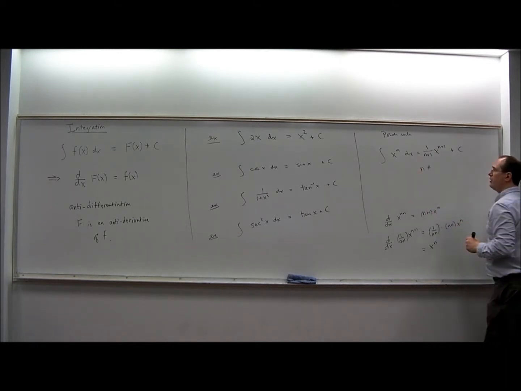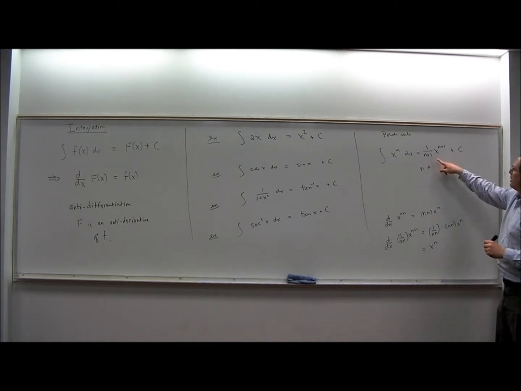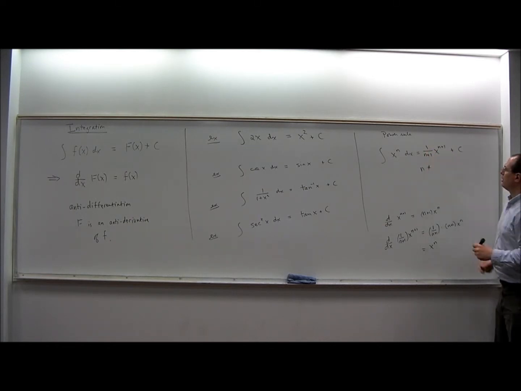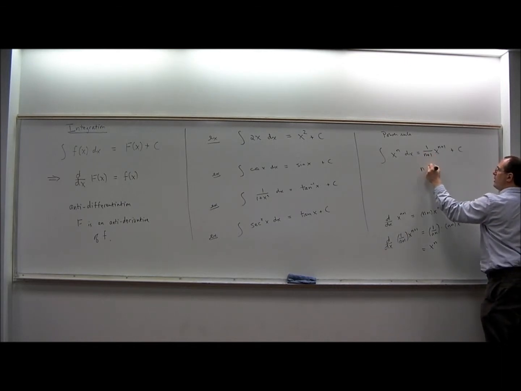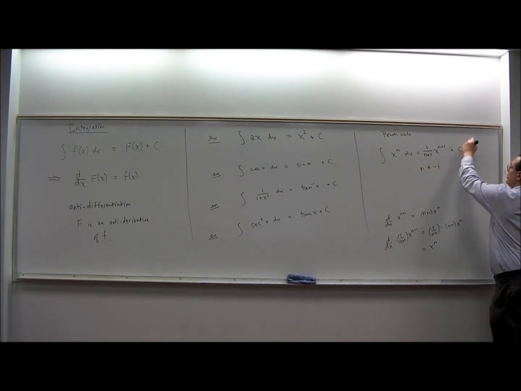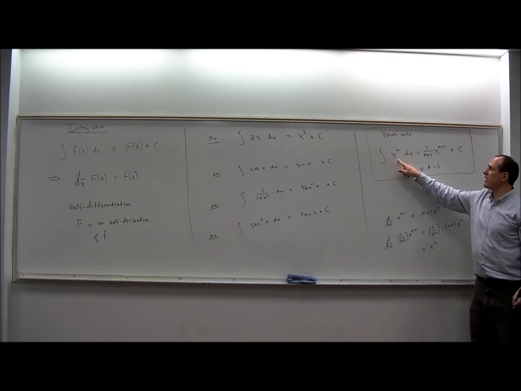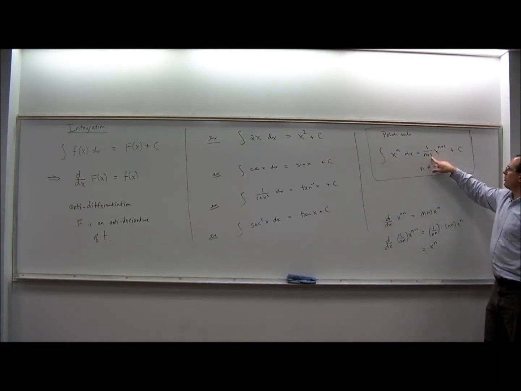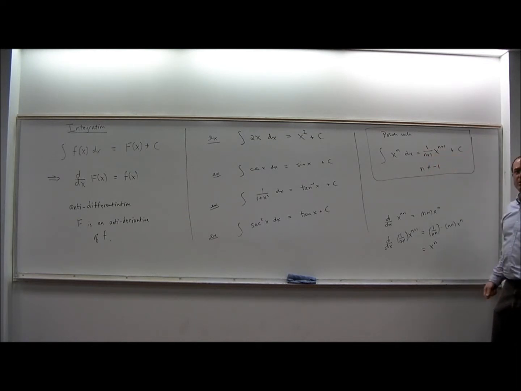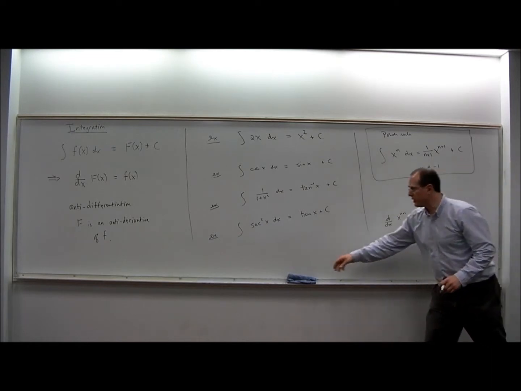N cannot equal, can you guess what value of n is inappropriate in this formula? Since we have 1 over n plus 1 here, and division by 0 is unacceptable, it's undefined, so 1 over 0 happens when n is negative 1. So the power rule says the antiderivative of x to any power is 1 over n plus 1 times x to the n plus 1. And that's valid as long as n is not equal to negative 1.